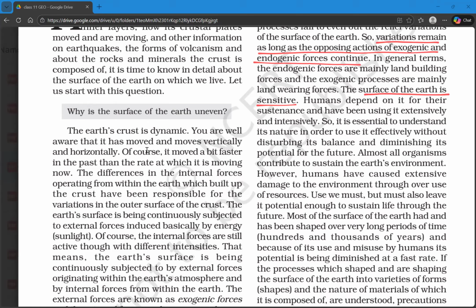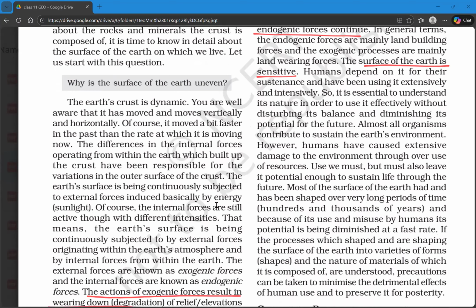So, what is the reason given here? But what is the question first? Why is the surface of the Earth uneven? Further, the answer is the differences in the internal forces operating from within the Earth which build up the crust have been responsible for the variations in the outer surface of the crust. So this is the reason why the surface of the Earth is uneven.